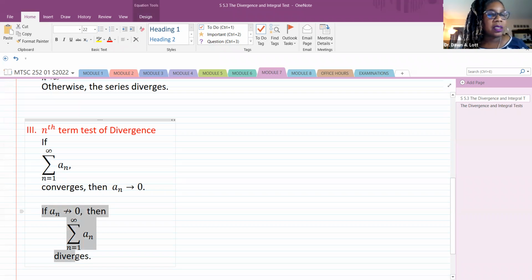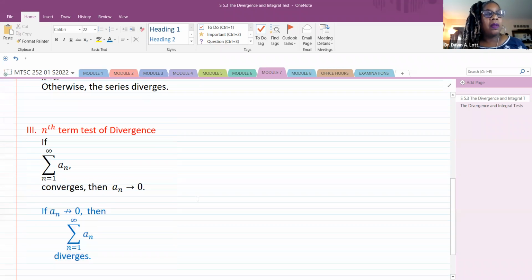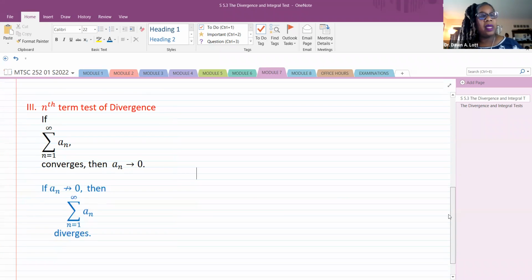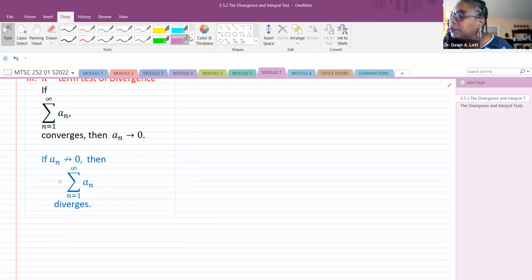Here is the test. The test says that if the nth term does not go to 0, then the series diverges. This thing in blue is what I want you to remember. This is the test.